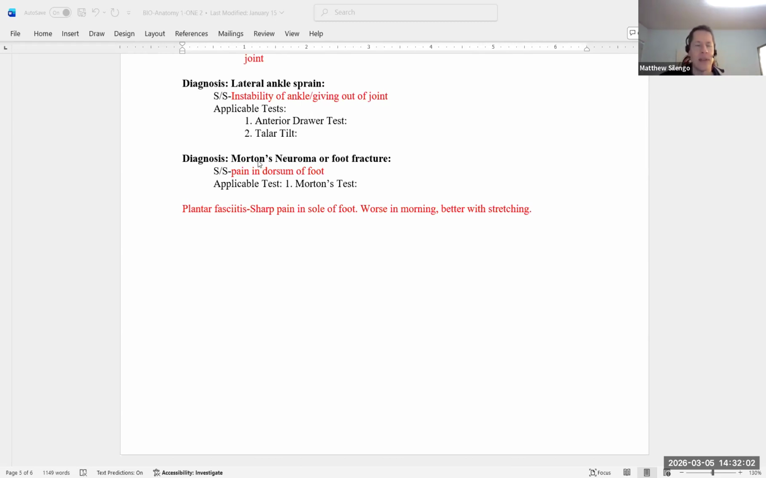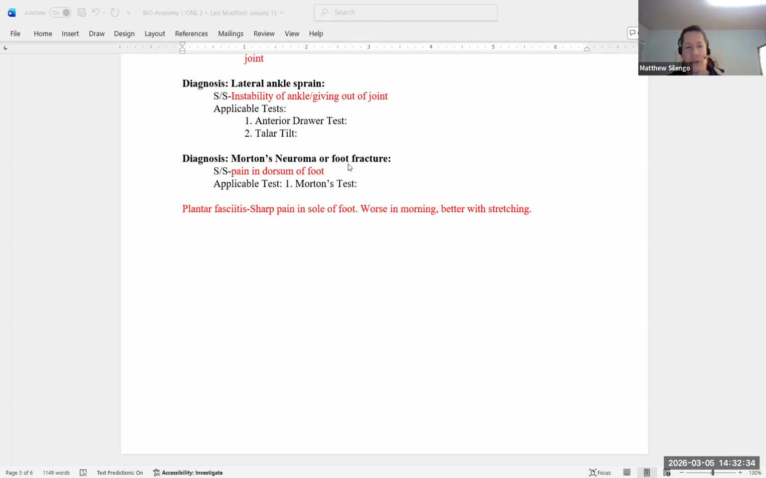And then lastly, we have what they call Morton's neuroma, or it could indicate a foot fracture. Now, Morton's neuroma, you may recall, is basically a growth, like a little mini tumor, around the sheath of the peripheral nerves that go between the metatarsals of the foot. You can get a growth like this in other areas, but Morton's neuroma specifically is when it happens in the foot. So the person complains of pain in the dorsum of the foot. It's usually worse when there's any kind of tightness around the foot because that causes compression of this neuroma.